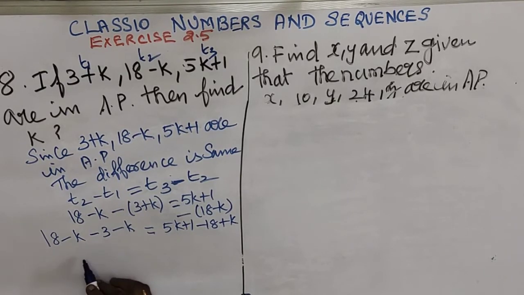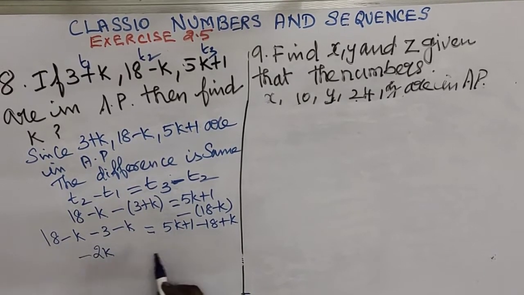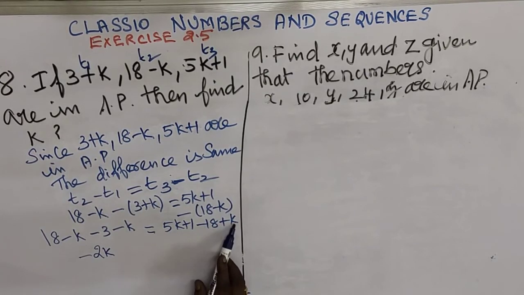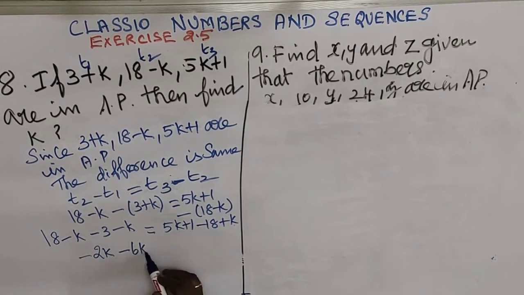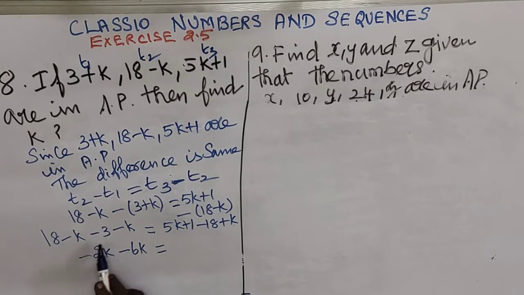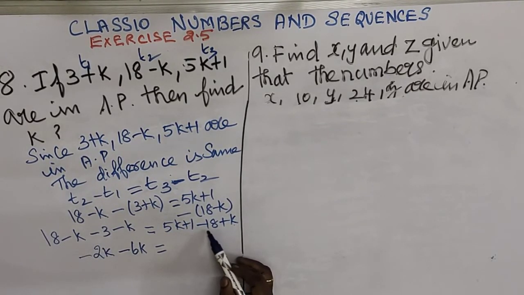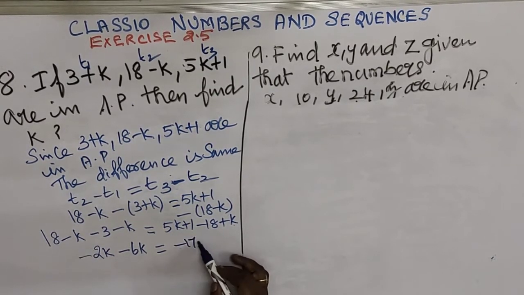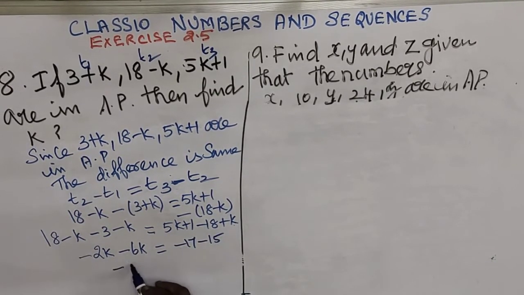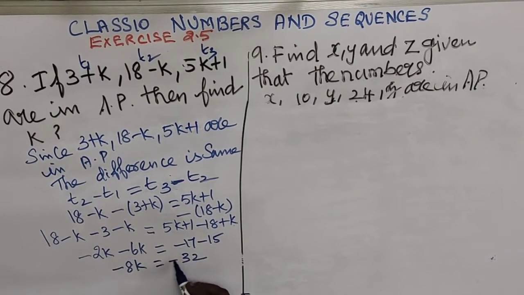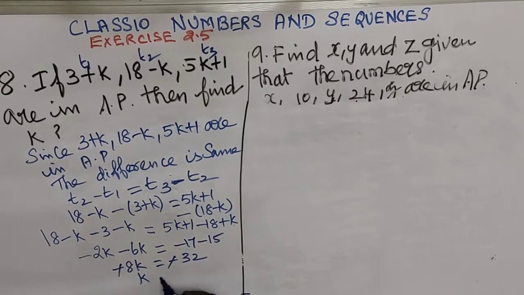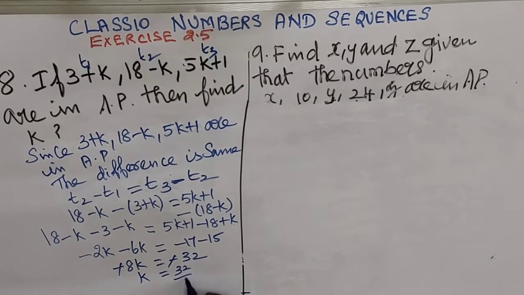Bring all the k to one side and numerical values to the right-hand side. So minus k minus k is minus 2k, and 5k plus k is 6k. Since it is a positive value, if I take it to the other side it becomes negative. So minus 8k. Here 18 minus 3 is 15, and 1 minus 18 is minus 17, giving minus 32 on the right. So minus 8k equal to minus 32. Minus minus gets cancelled, so k equal to 32 by 8.